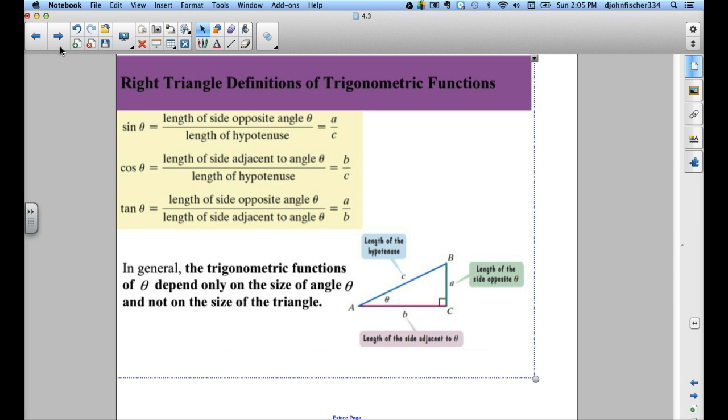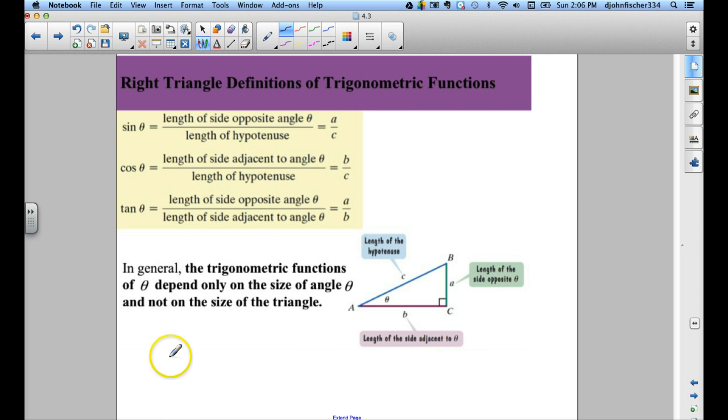In general, the trigonometric functions of theta depend only on the size of the angle and not on the size of the triangle. I always remember these functions as SOHCAHTOA. Sine is opposite over hypotenuse, cosine is adjacent over hypotenuse, tangent is opposite over adjacent. SOHCAHTOA.